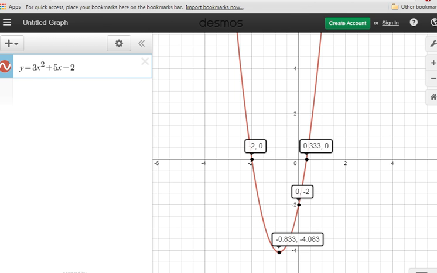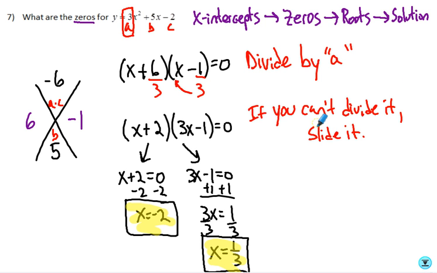All right, so that covers number 7. So go ahead and stop here and try number 7 on the right.